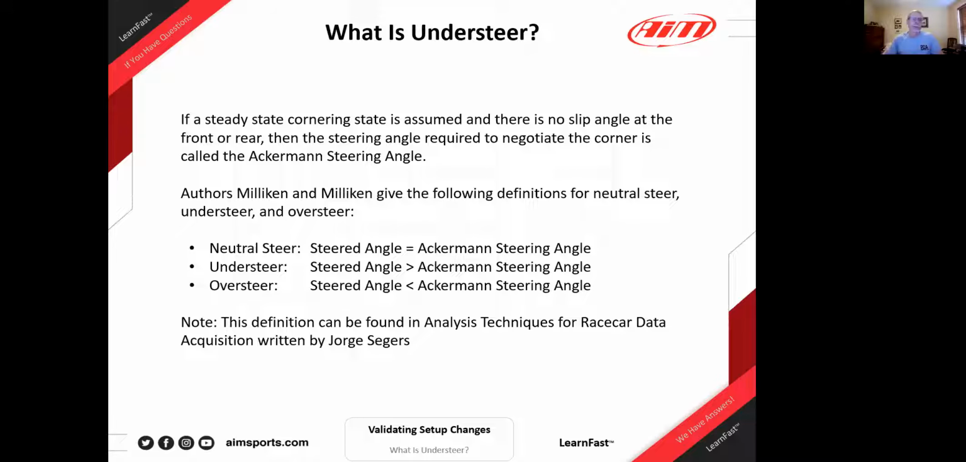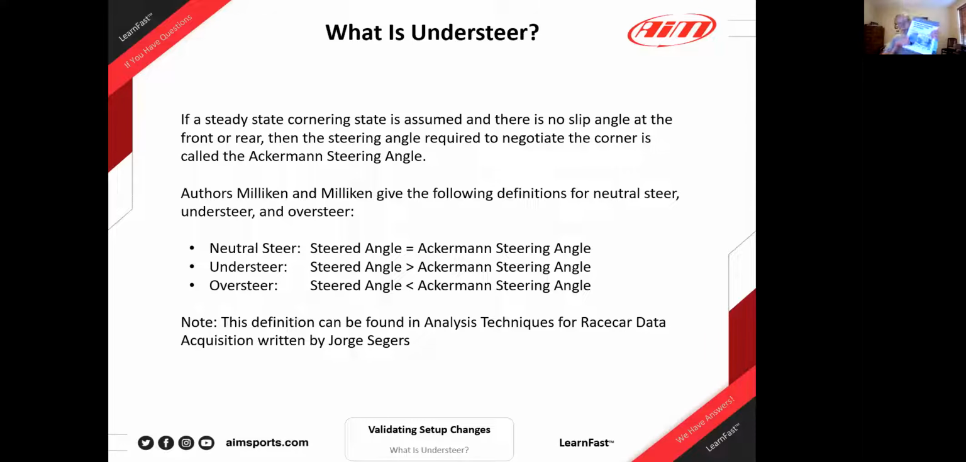That's neutral steer. Authors Milliken and Milliken give the following definition for neutral steer, understeer, and oversteer. Neutral steer is where your steered angle equals your Ackerman steering angle. So that's what we're going to be comparing against. If the steered angle is greater than the Ackerman steering angle, then that's understeer. If the steered angle is less than the Ackerman steering angle, then that's oversteer. It's a great way of coming up with a number for that level of understeer or oversteer.